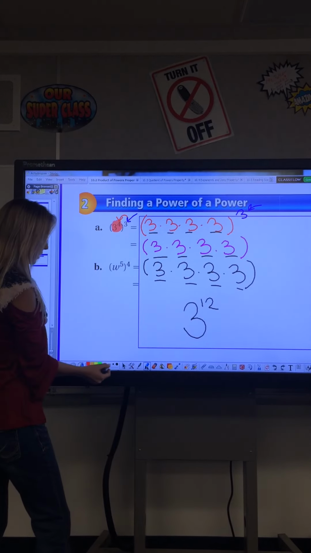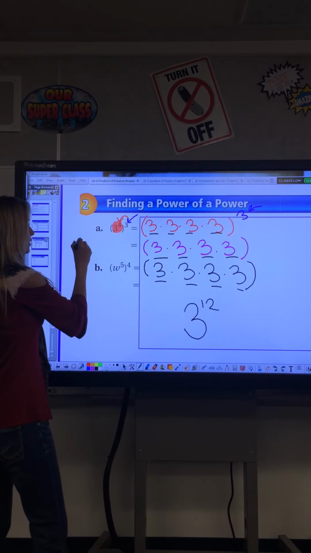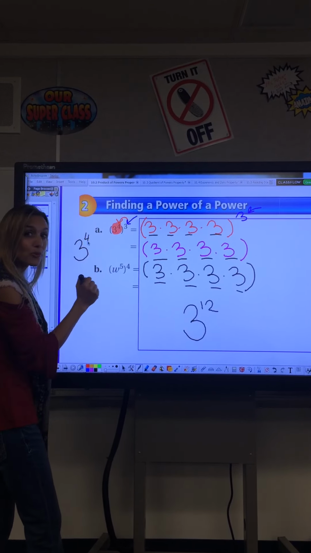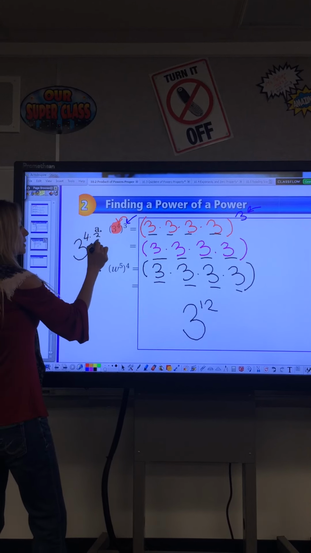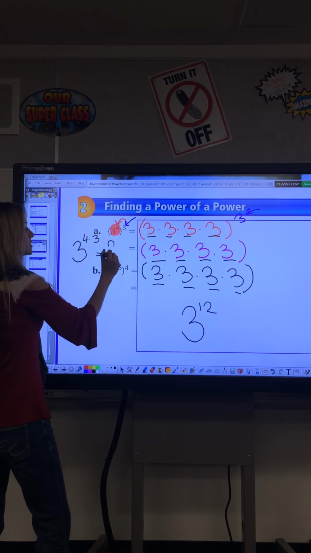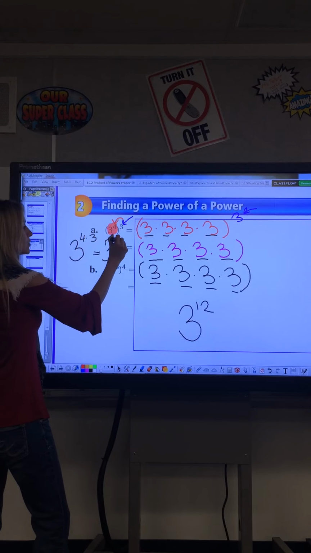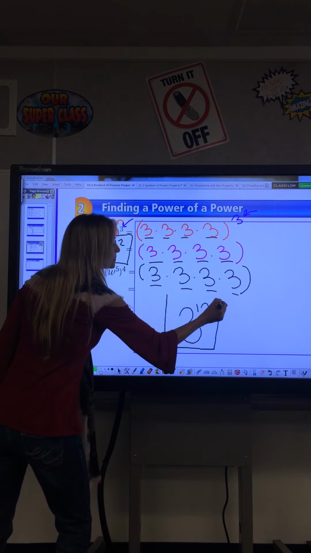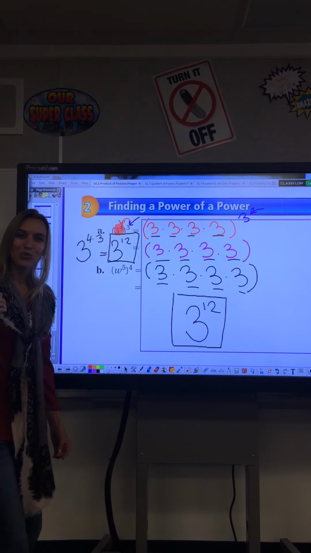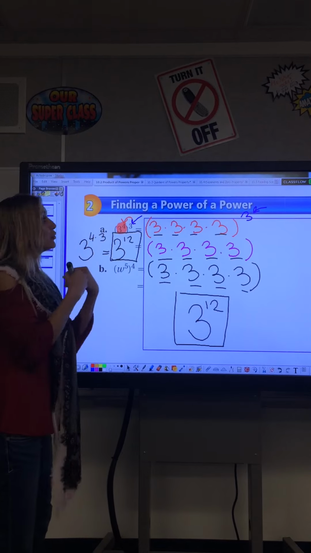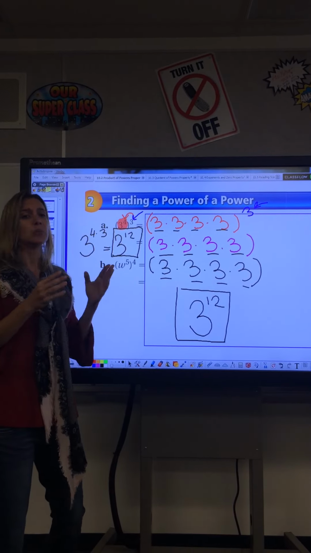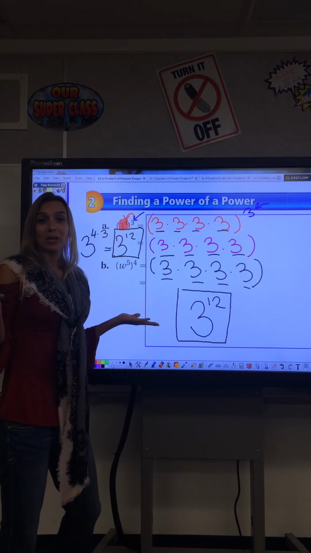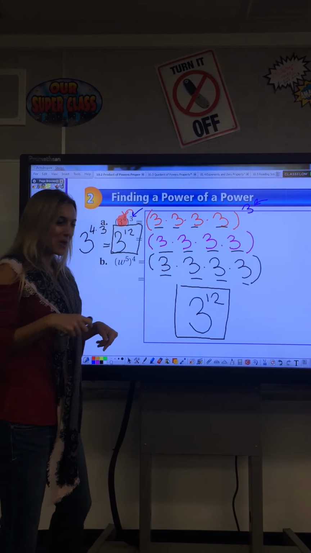How about if we were to multiply it? 3 to the 4th power raised 3 times, 4 times 3, which equals 3 to the 12th. And what is 4 times 3? 12. Aha! There it is. There's a rule to it. If you will not remember this, you may want to write them all out. There's no shame in that game. Go ahead and knock yourself out.